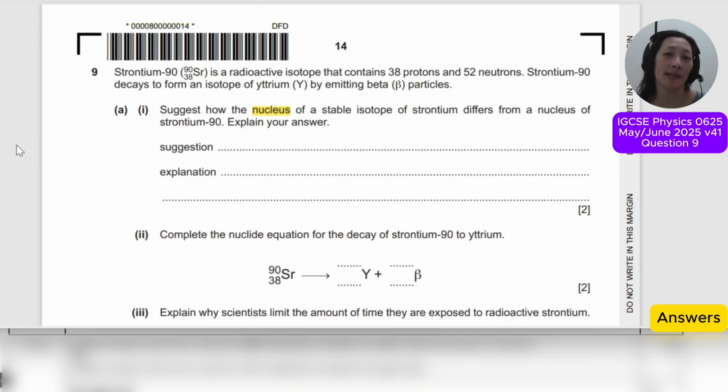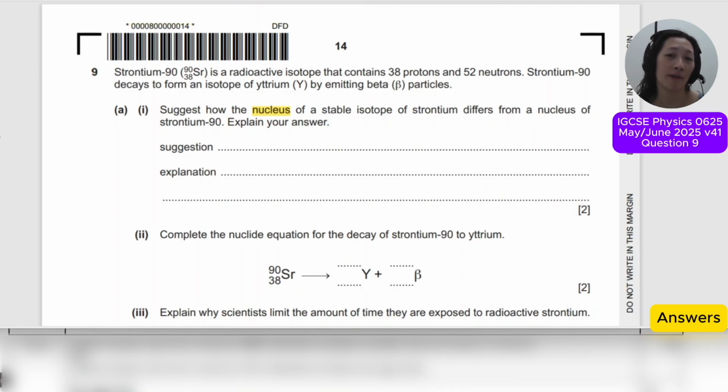So let's consider what's in the nucleus. There are only protons and neutrons, correct? You cannot talk about anything else except about those protons and neutrons. So let's look at what's different. Now, for the same type of element, they have the same number of protons. That means that all the isotopes of strontium have the same number of protons. That means what's different is the number of neutrons. So our answer has to involve neutrons.